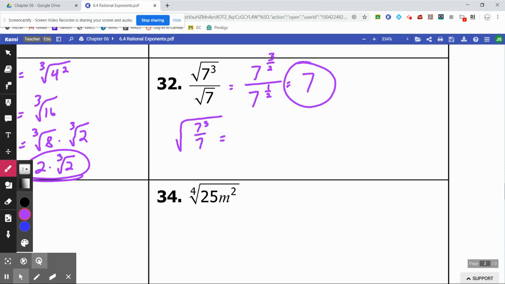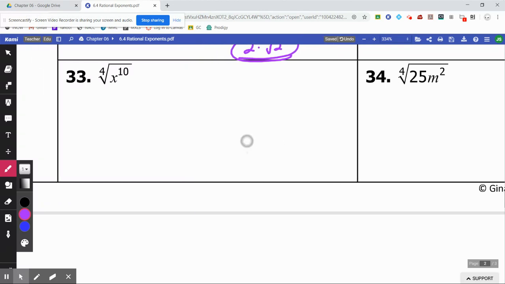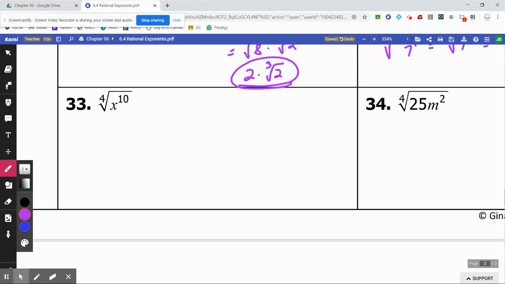And that would actually, 7 to the 3rd over 7 to the 1st would be the square root of 7 to the 2nd power. And the square root of anything to the 2nd power would be 7 to the 1st power there. 33. The 4th root of x to the 10th, let's change that to x to the 10/4 power, which we can reduce. Anytime you're dealing with these, you can actually reduce your exponents. That's x to the 5/2 power.